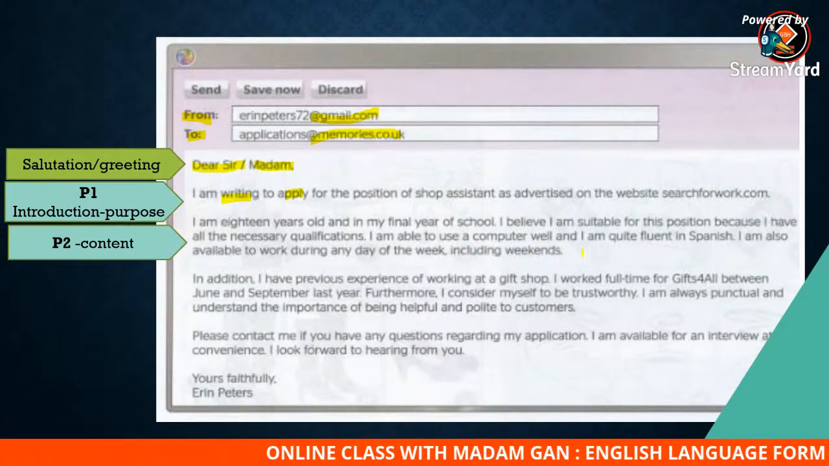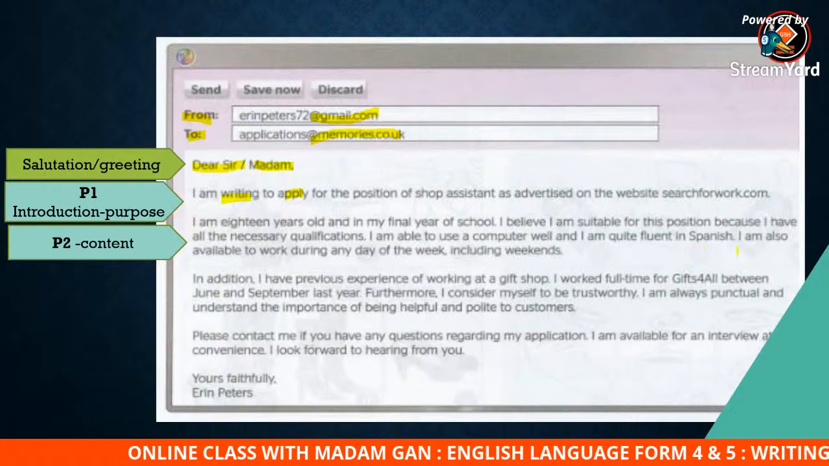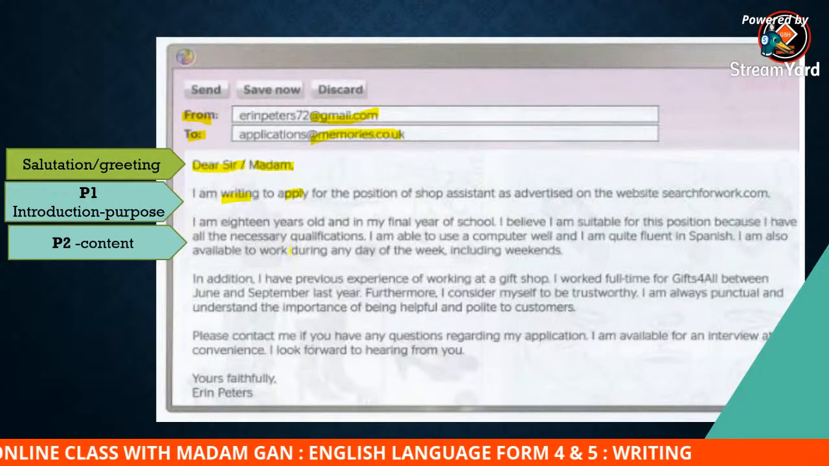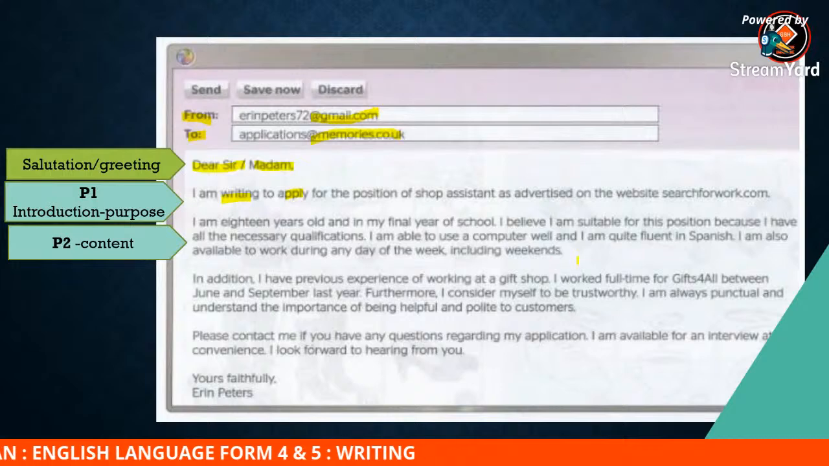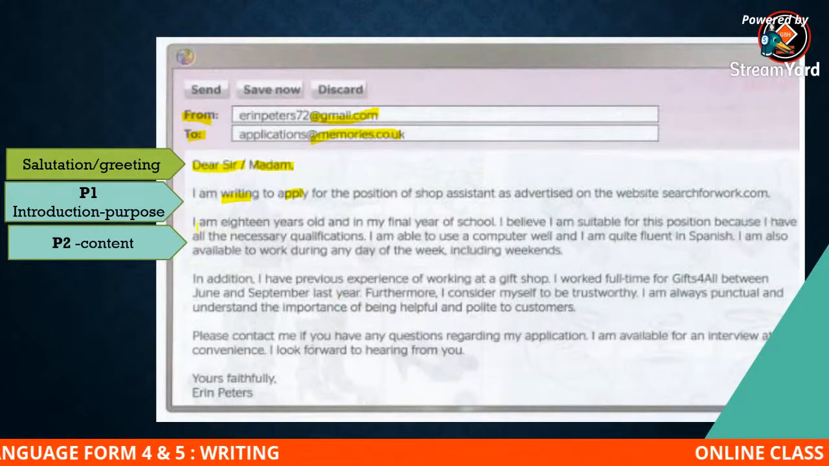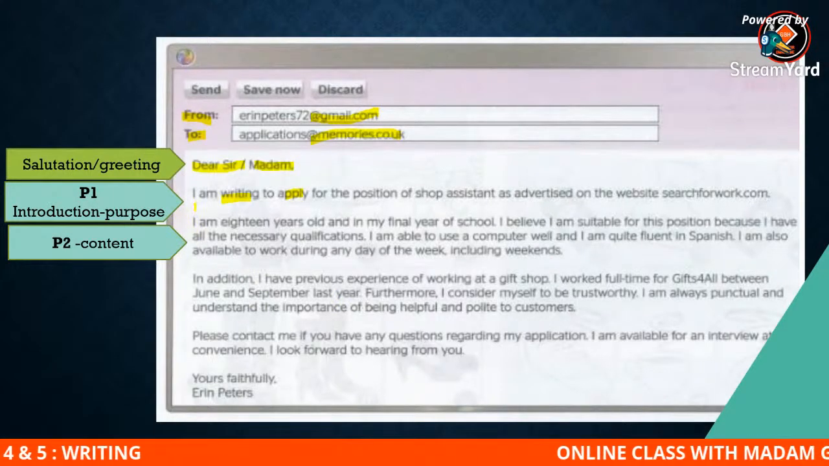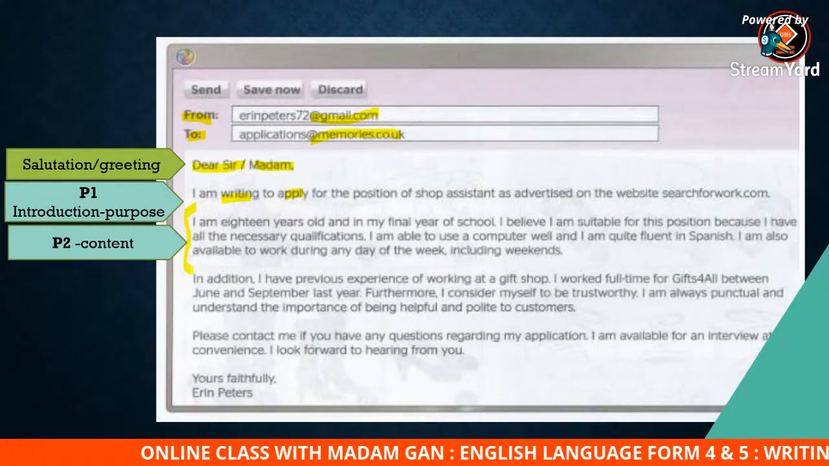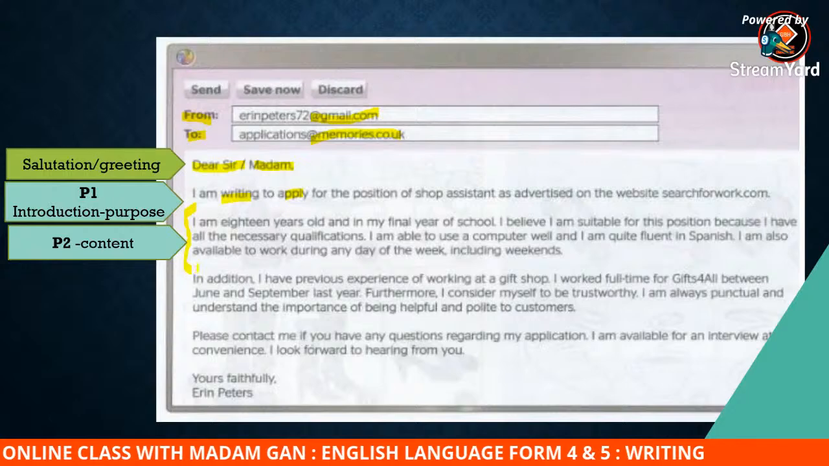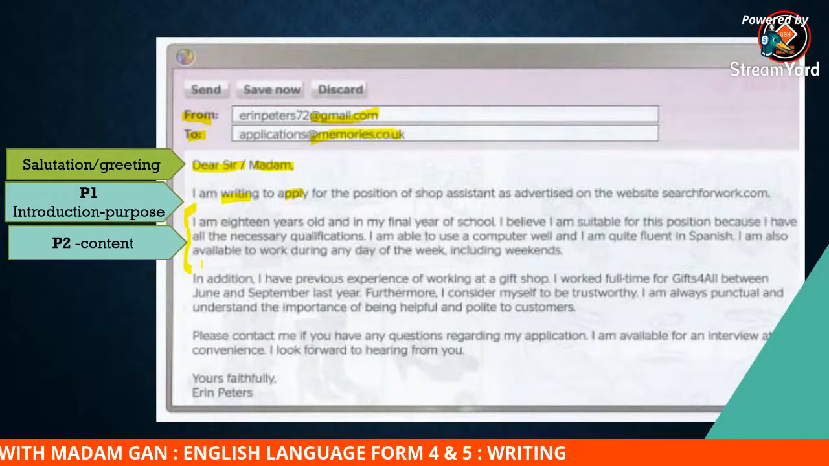Okay, these are the skills, and I'm quite fluent in Spanish. I'm also available to work during any day of the week, including weekends. Okay, if you notice paragraph 2, you can't see any contractions. Okay, because for formal email, you are not allowed to use contractions. Okay, please be careful.